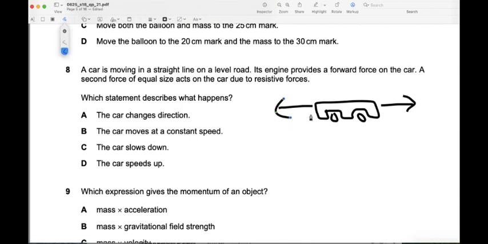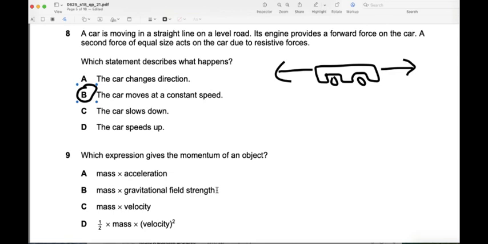If the forces are equal, we say the car changes direction, no. The car moves at constant speed, yes. Meaning the car will no longer accelerate because the resistive force and the force from the engine are equal. This is the forward direction, okay? If they are equal, the car will move at a constant speed. You no longer accelerate. Is that okay?